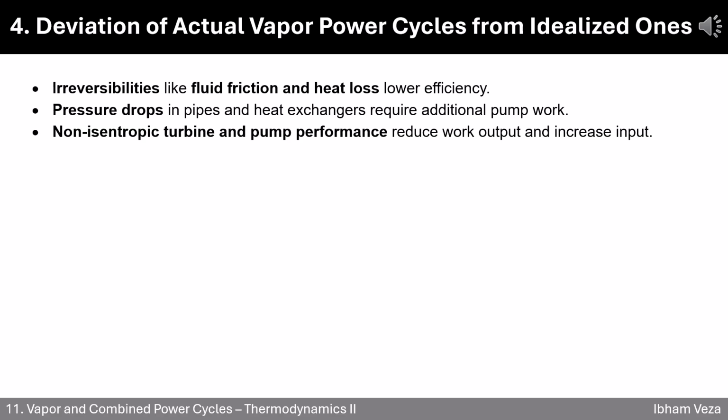As steam flows through pipes and heat exchangers, it loses pressure. This means the pump has to work harder to keep things moving, adding to energy consumption. Finally, turbines and pumps don't operate perfectly. Instead of being isentropic, they have mechanical losses, meaning the turbine produces less work and the pump consumes more energy than the ideal case. These real-world factors are why actual plants always have lower efficiency than the theoretical predictions. It's a reminder that in engineering, we always have to account for imperfections and design around them.